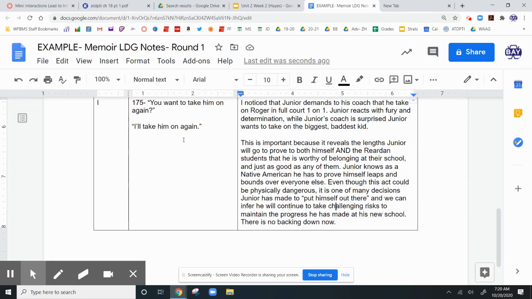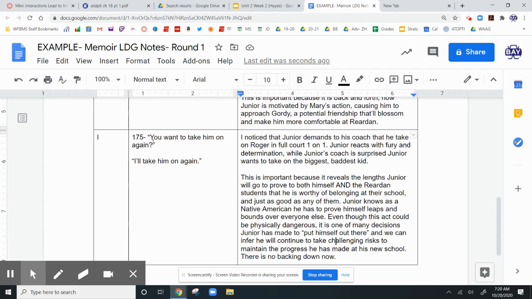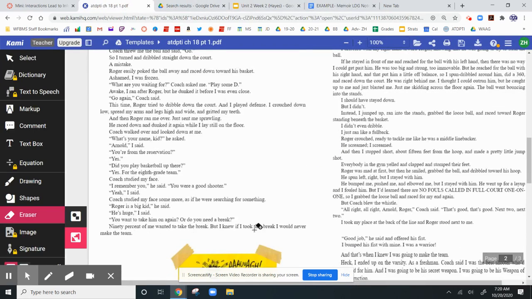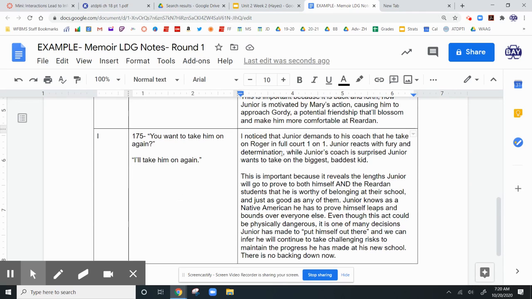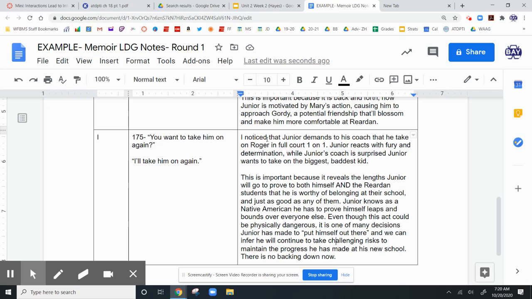Here in my interactions lead to inferences, I found an important interaction between the main character, the memoir author, in this case Junior, and his basketball coach. I've reflected on that, and I might add a little bit more to make this quote stand out. Maybe I'll add the sentence down here, about 90% of me wanted to take the break. Coach smiled, just to make sure it's complex enough to add to my chart. But most importantly, on the right side, I've described what the interaction is, who's involved, the reaction from both sides of the conversation, and then I've reflected on how it's important, not just what it reveals, but I've inferred moving forward and how it's going to affect my main character.